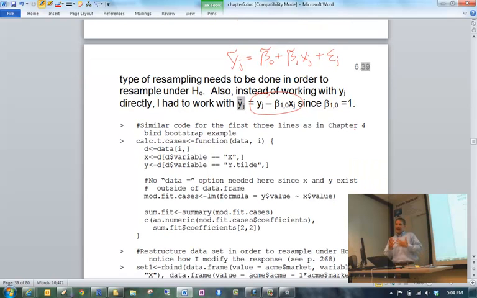Now, to get this actually done with the boot function is not necessarily the easiest thing. This comes back to chapter 4, where it's not always easy to do the bootstrap with the boot function when you have to modify your data in some way to resample under the null hypothesis. But this is how I did it. I'm going to jump over here to R.